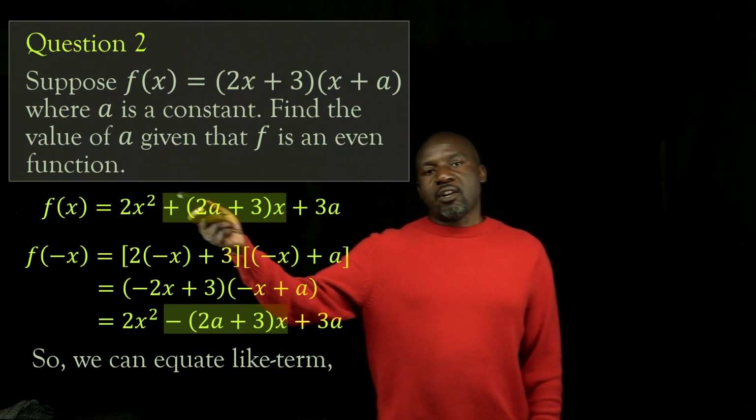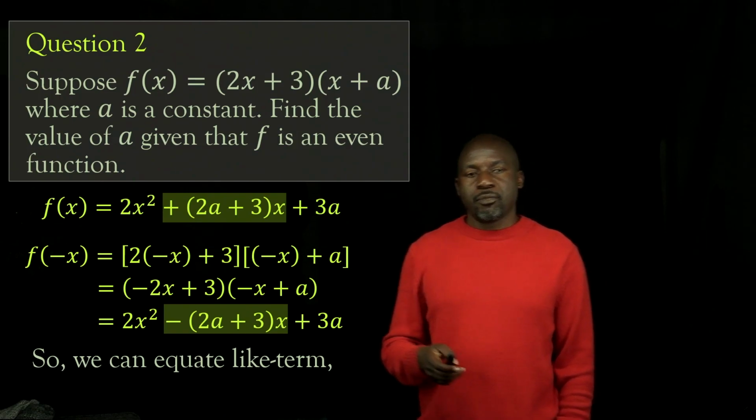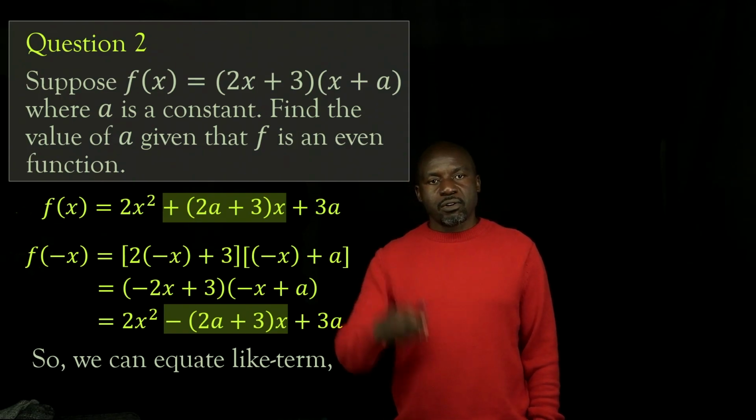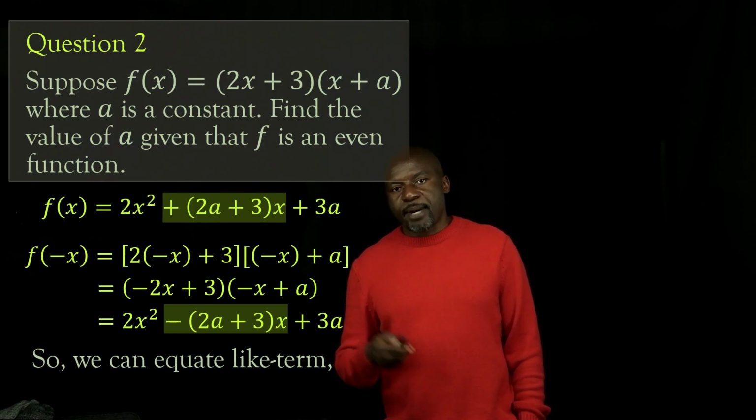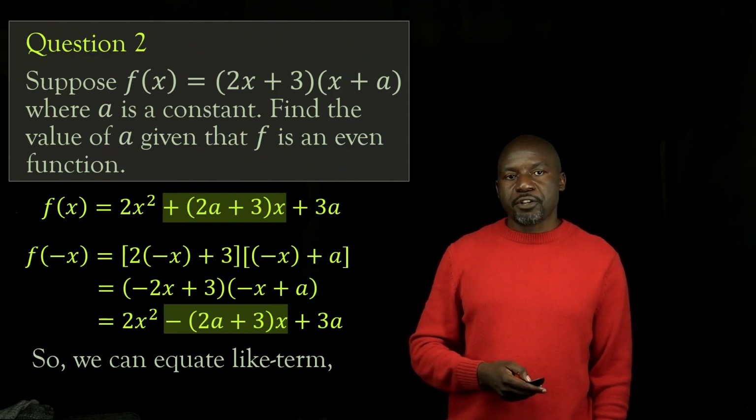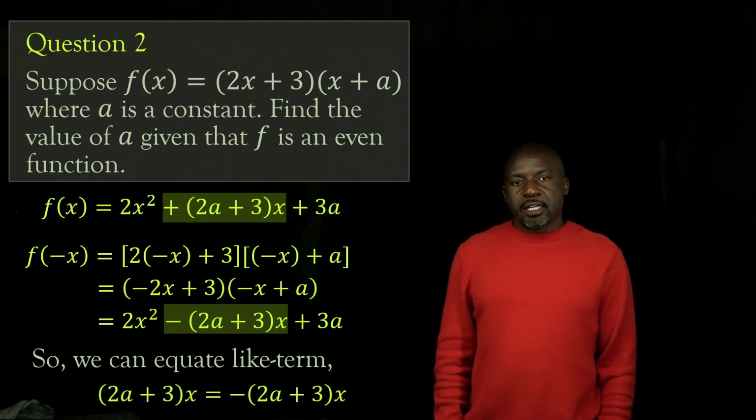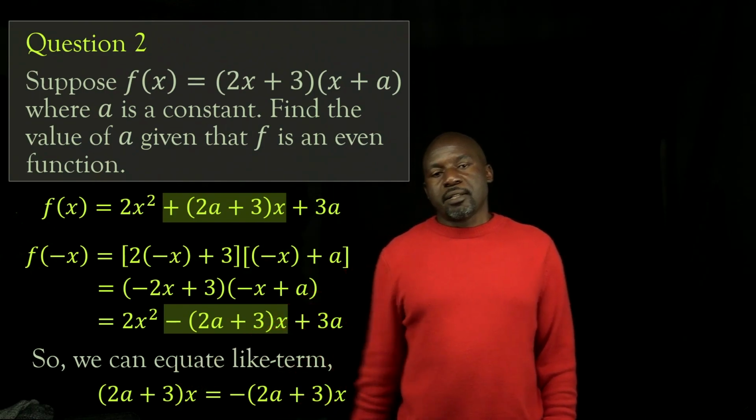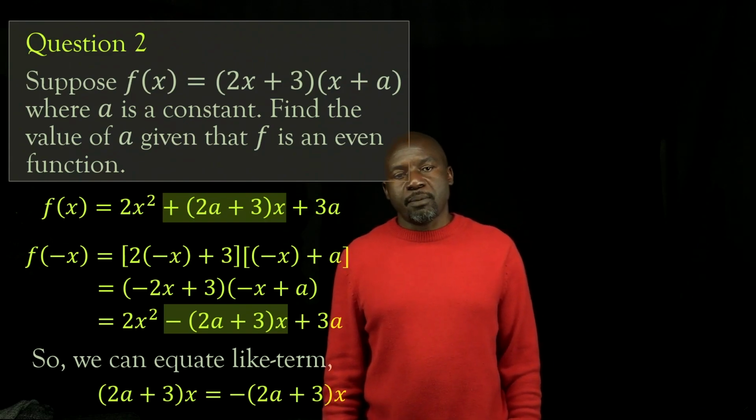We can discard or ignore the first term and the last term because they are obviously the same, and concentrate on the middle term there. If these two functions are the same, f of minus x equals f of x, since these are even functions, then we can equate them. That is to say, 2a plus 3x must be equal to negative into bracket 2a plus 3x.